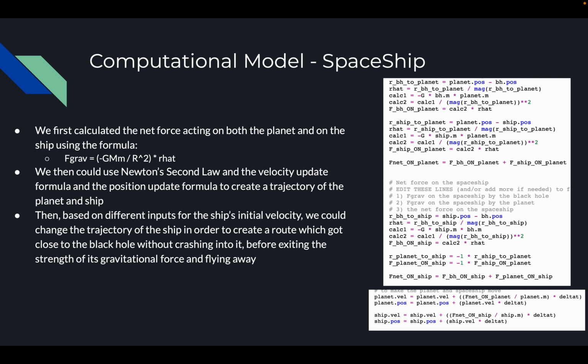This allowed the ship's trajectory to be changed solely off of its initial velocity, which would be modified in the code. We then wanted to find which conditions would satisfy having the ship fly very close by the black hole in order to observe it before then flying away from the black hole.